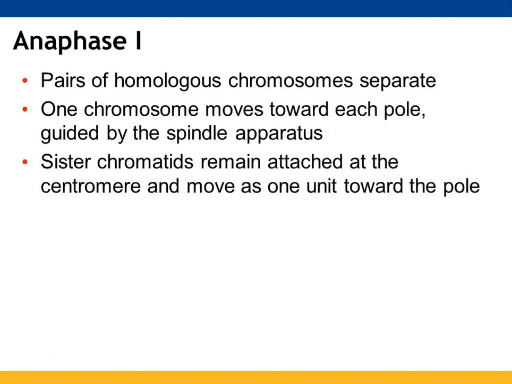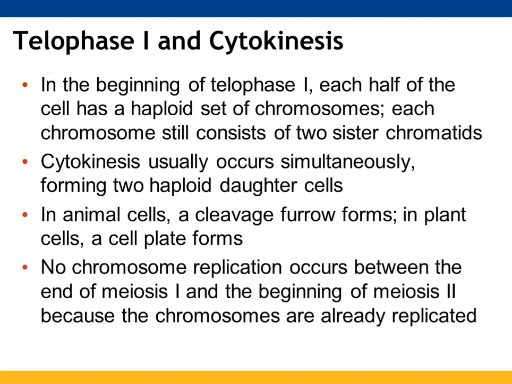In anaphase, they separate. The chromosomes are going to move towards the poles via the spindle apparatus. The sister chromatids remain intact. Only the homologs separate. The sister chromatids stay together. In telophase 1, you have haploid sets of chromosomes, but you have two copies of that chromosome. Now, they may not be identical anymore, but you have a chromosome that consists of two sister chromatids present in each pole of the cell.